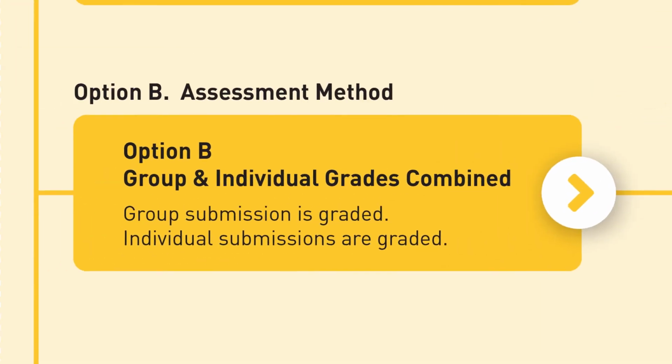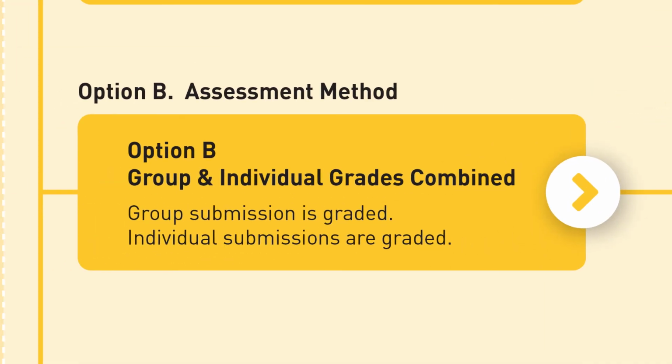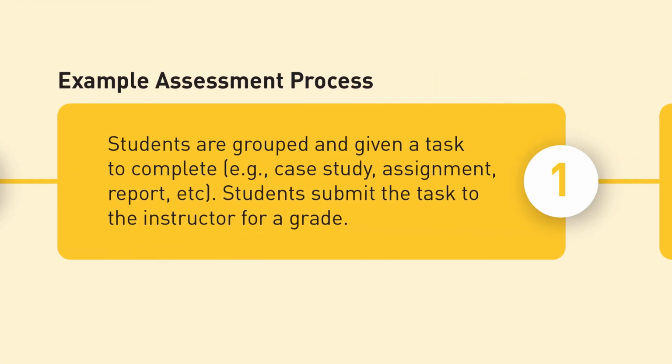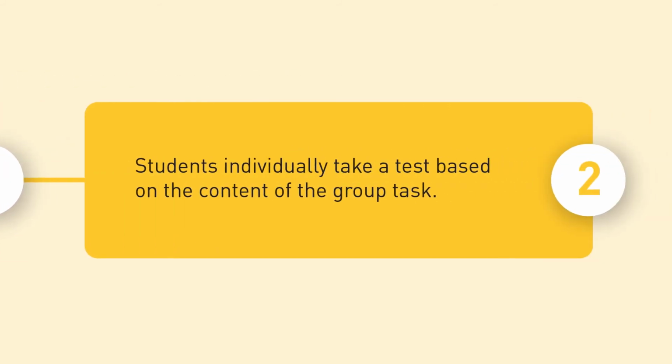A second option would be option B, group and individual grades combined. Assessment method. Group submission is graded. Individual submissions are graded as well. Example assessment process. 1. Students are grouped and given a task to complete. For example, a case study, assignment, or a report. Students submit the task to the instructor for a grade. 2. Students individually take a test based on the content of the group task.